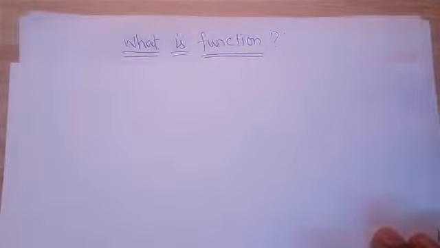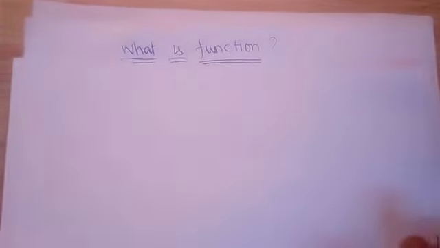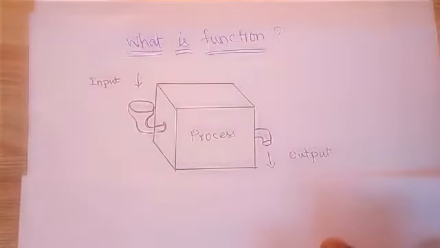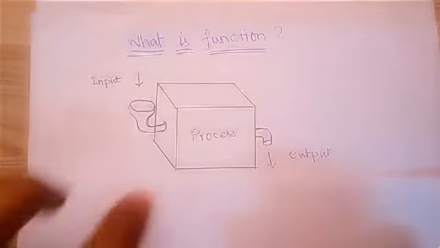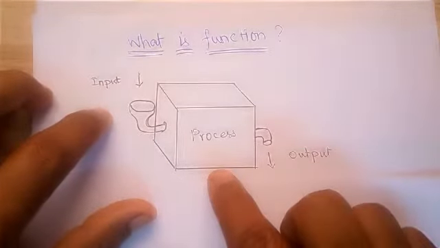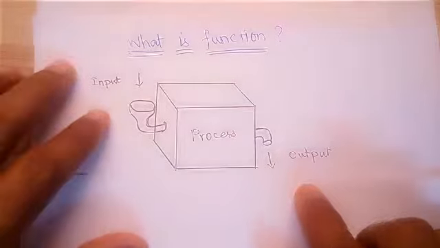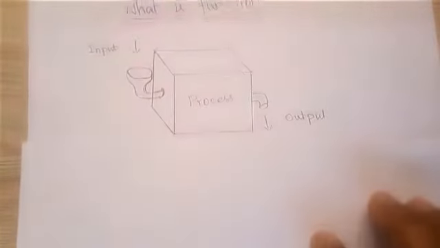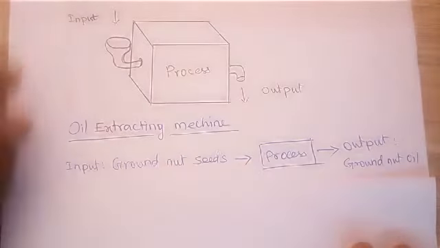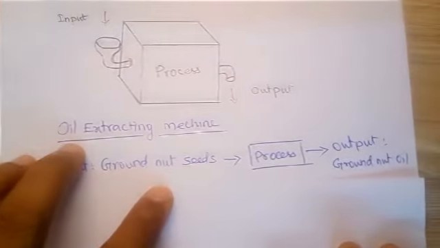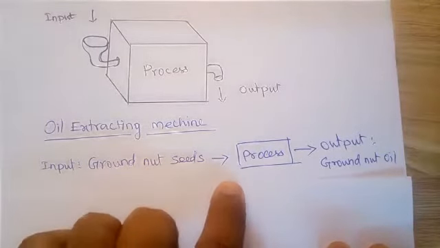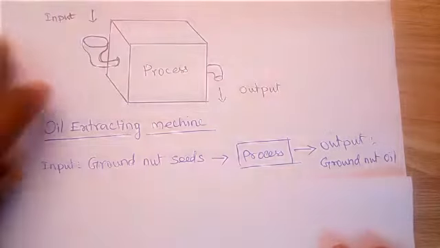Before going to the definition, let us consider a machine. To this machine, an input is given. The machine processes that input and produces some output. Suppose the machine is an oil extracting machine. Groundnut seeds are given as input to this machine. The machine processes them and gives groundnut oil as the output.